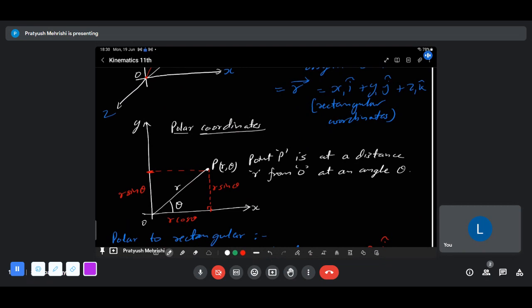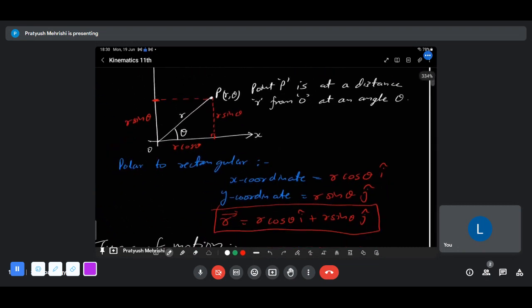Whenever the angle and distance is given, a point P is at a distance r from O at an angle theta. This is the polar coordinate. We write polar coordinates as r comma theta, distance comma angle. From these polar coordinates, we can find out the rectangular coordinates. How can we find out the rectangular coordinates?